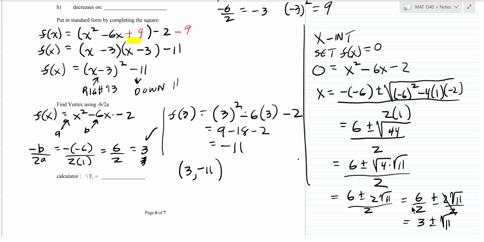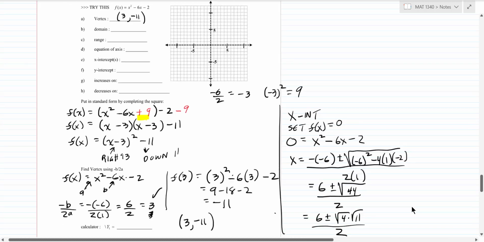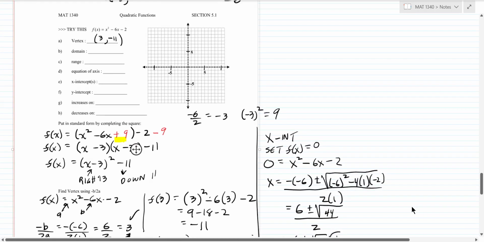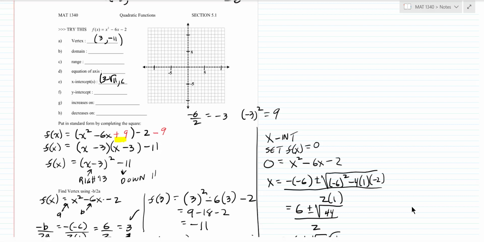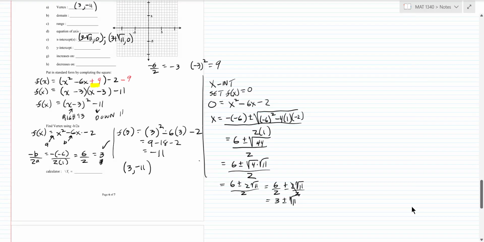Okay, and what you want to do when you write your intercepts is, if you didn't write it this way, write it this way. You want to write both of them. You want to write 3 minus root 11 comma 0. If you didn't write it that way, write it that way. Okay, the other one is 3 plus root 11 comma 0 like that. Okay, so that comes from the quadratic formula, getting those intercepts.